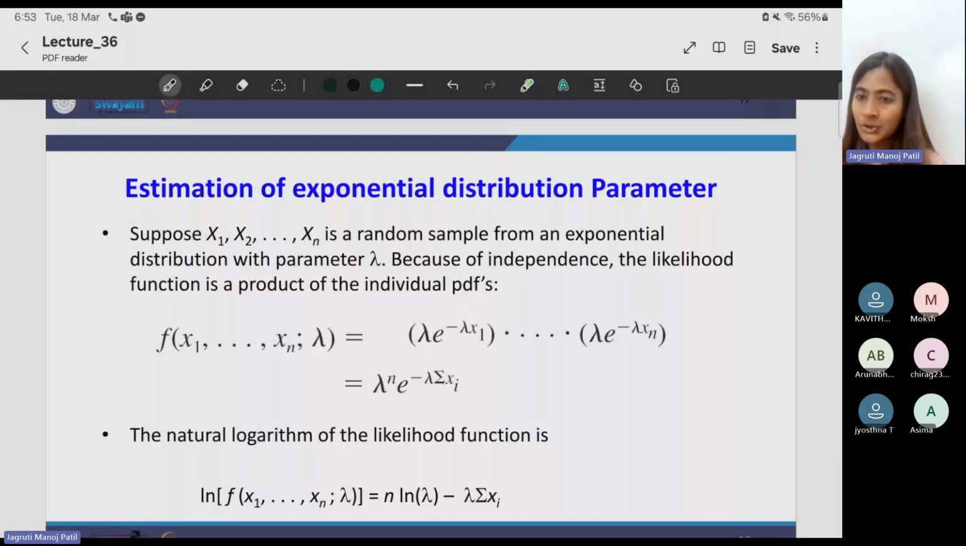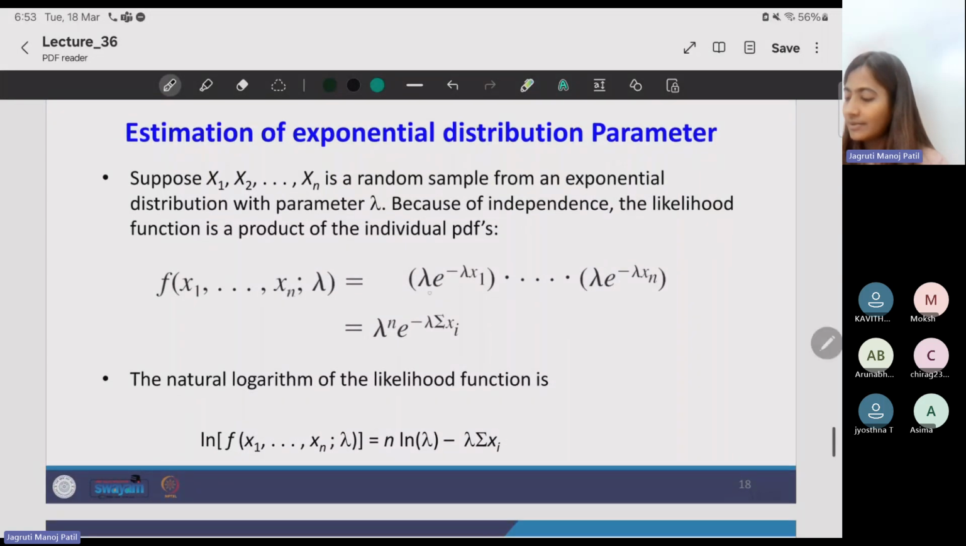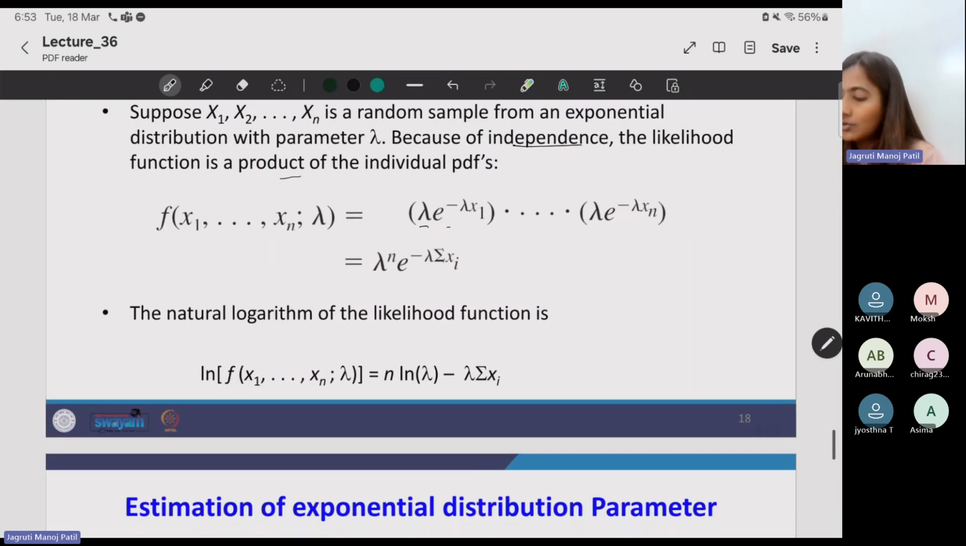So this is for the exponential distribution. Okay. For the exponential distribution, we have the term lambda e raised to minus lambda x. You do it for n number of times, and you assume that they are independent. So the likelihood for all of the functions, if they are independent, is a product of the individual PMFs. The natural likelihood would become nothing but you take ln, the natural log, of this term.